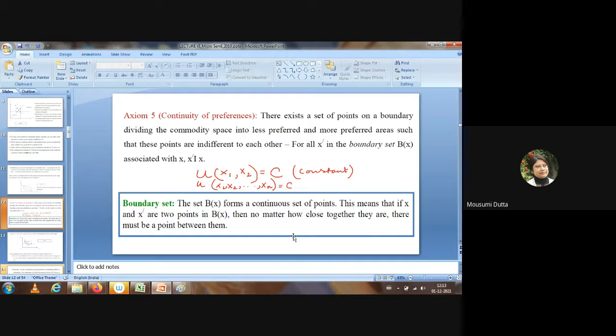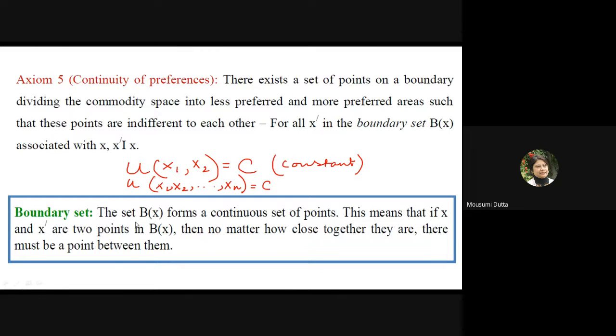Now here I have used a term boundary set. So let's check the definition of the boundary set. A set Bx forms a continuous set of points. This means that if x and x prime are 2 points in the boundary set, then no matter how close together they are, there must be a point between them. So this is the definition of the boundary set.